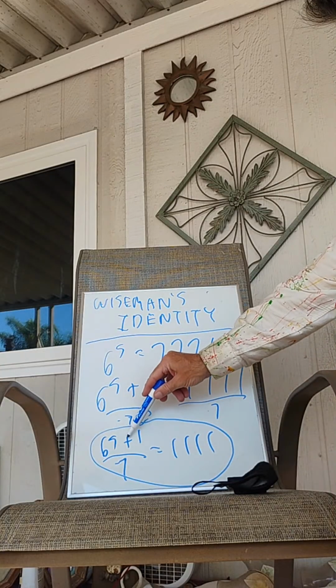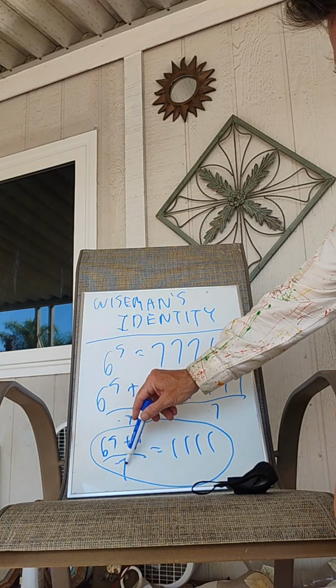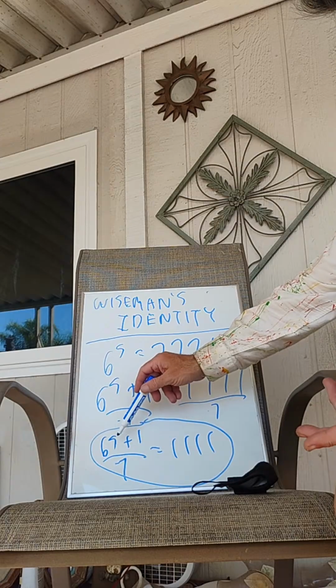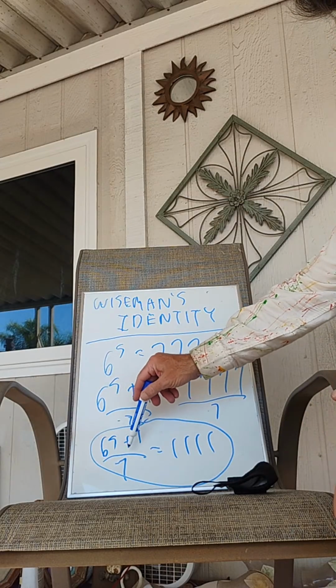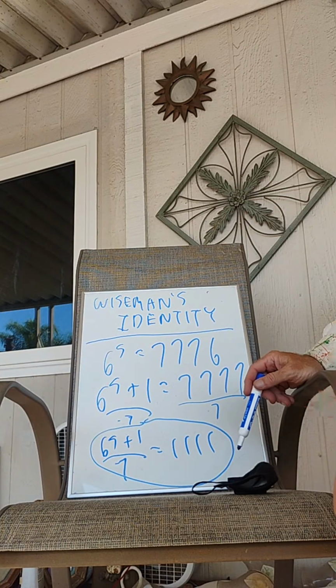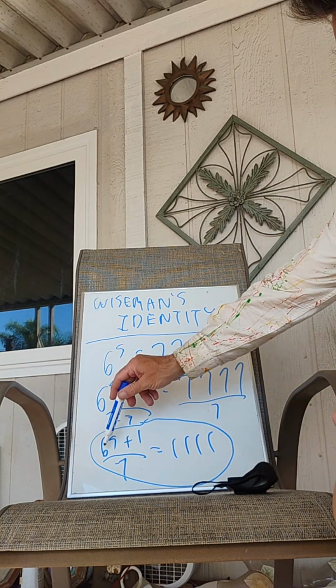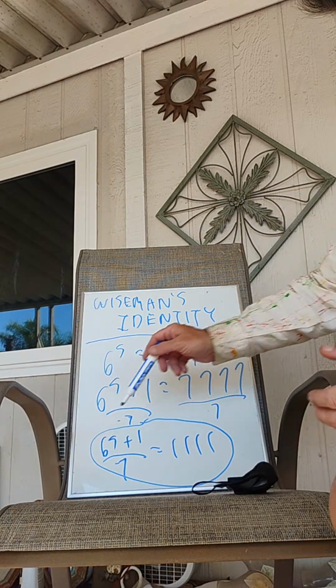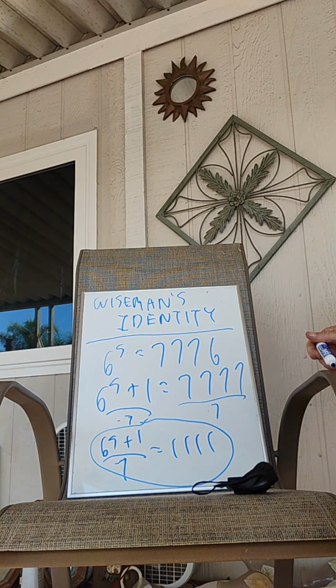It's got addition, it's got multiplication, or at least division, which is the inverse of multiplication, so it's still multiplication. You could think of this as multiplying by 1 over 7. So it's still the multiplication operation, and it's got exponentiation, 6 to the 5th power. It's a beautiful little formula. I call it Wiseman's identity.